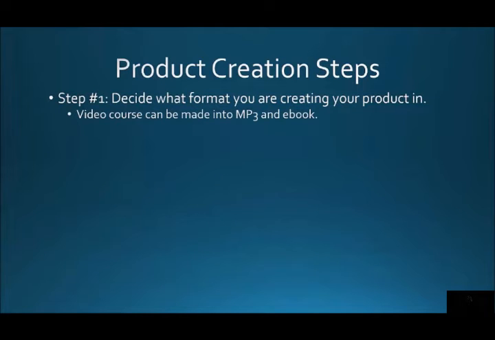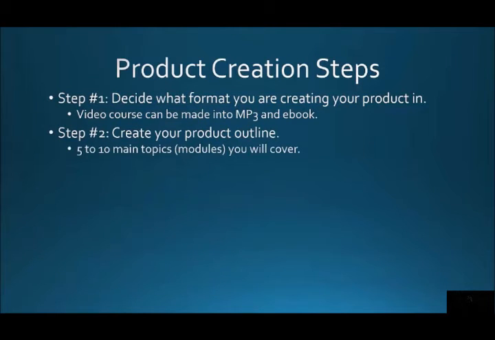Product creation steps. Step 1 is decide what format you're creating your product in. A video course can be made into an MP3 and an ebook. Keep that in mind. So like this video course that I'm doing right now, with the software I use, it can easily be converted into an MP3 format, which means it automatically becomes an audio. And then you could also take this same training using my voice, and you could hire somebody to do what's called a transcript of exactly what I'm saying, and they could convert that into an ebook pretty easily.